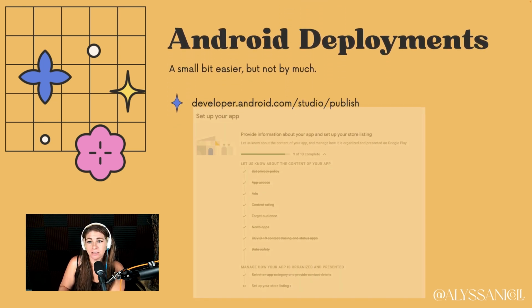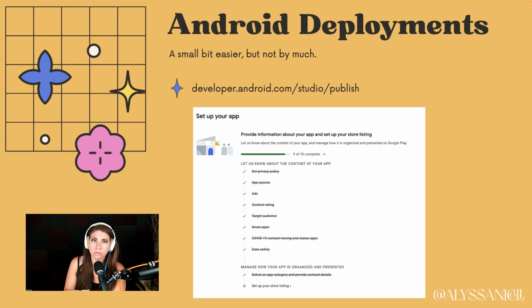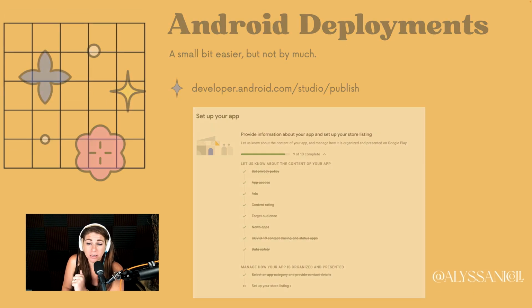developer.android.com/studio/publish is the site that you're going to, and this is a checklist of my Tour of Ponies, my 9 out of 10 that I was completing. And it walks you through step by step each of those pieces of info. But it was very, very similar to the App Store in wanting screenshots, wanting a privacy policy, wanting certain bits of information about your application.